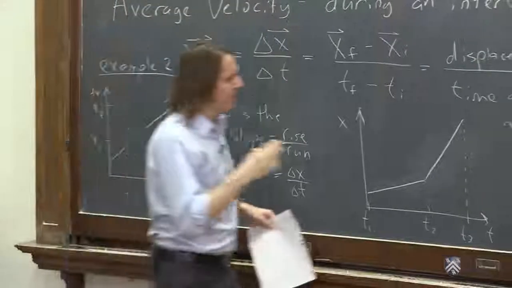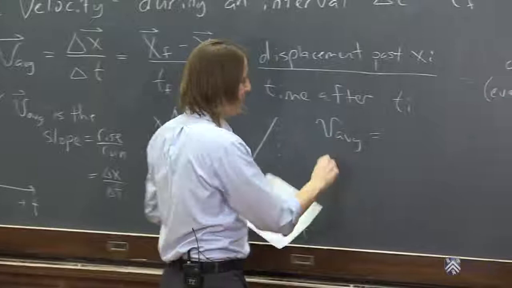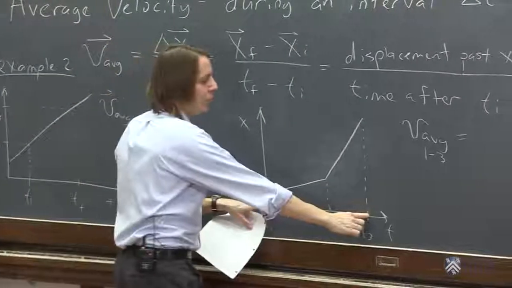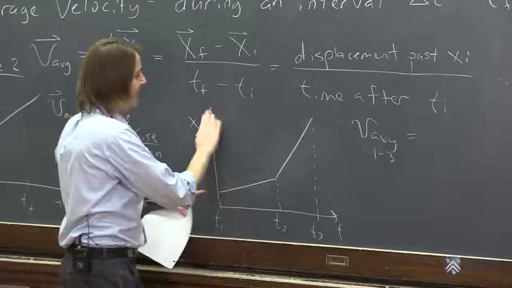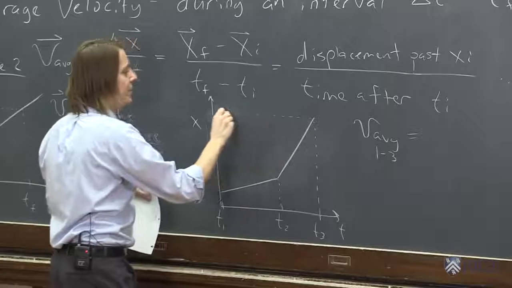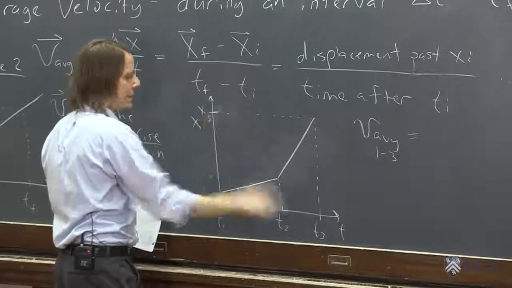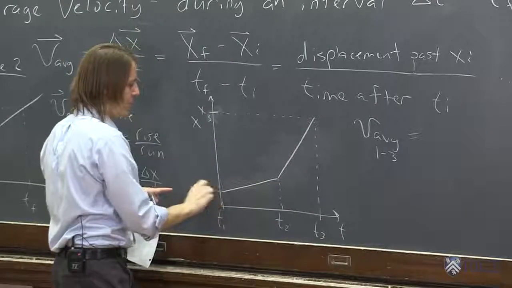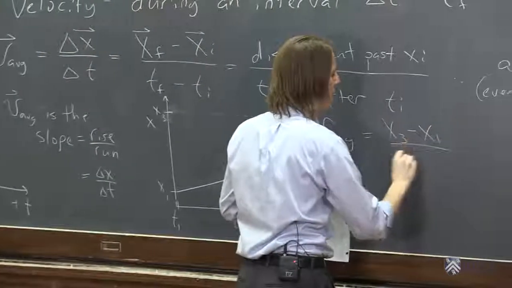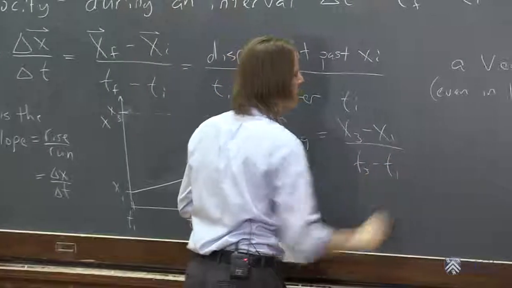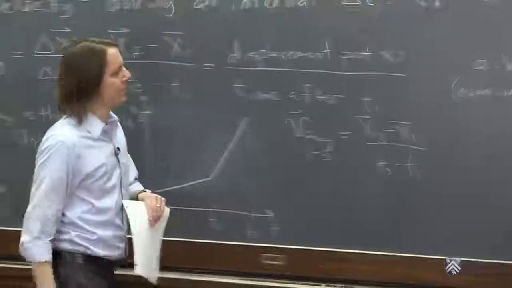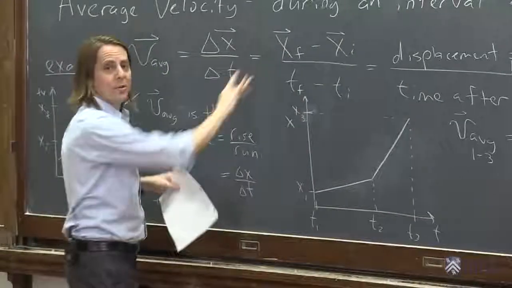Okay? So V average, I'll put a notation like this, from 1 to 3. So the average velocity for the whole trip. It's easy to get. All you do is literally read things off the graph. You say, here, at time 3, it was at x3. At time 1, it was at x1. It's just x3 minus x1 over t3 minus t1, where all of these are vectors. Keep our vector notation going. So literally, you just follow this formula.